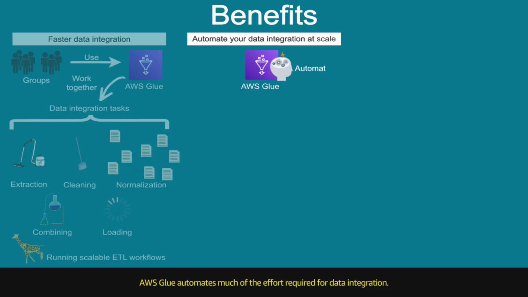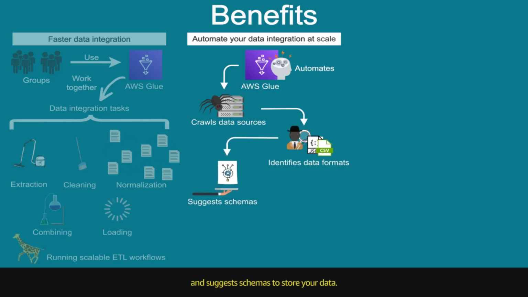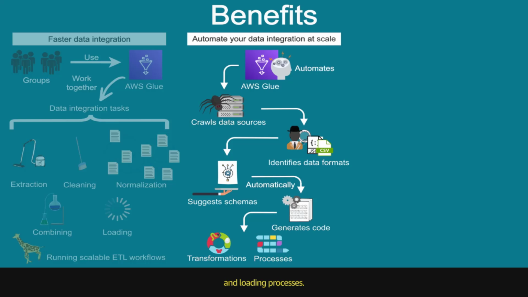AWS Glue automates much of the effort required for data integration. AWS Glue crawls your data sources, identifies data formats, and suggests schemas to store your data. It automatically generates the code to run your data transformations and loading processes.